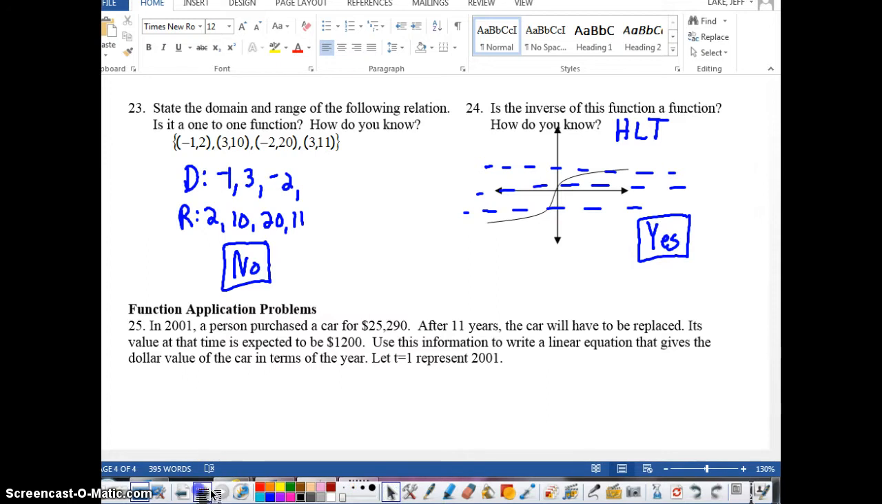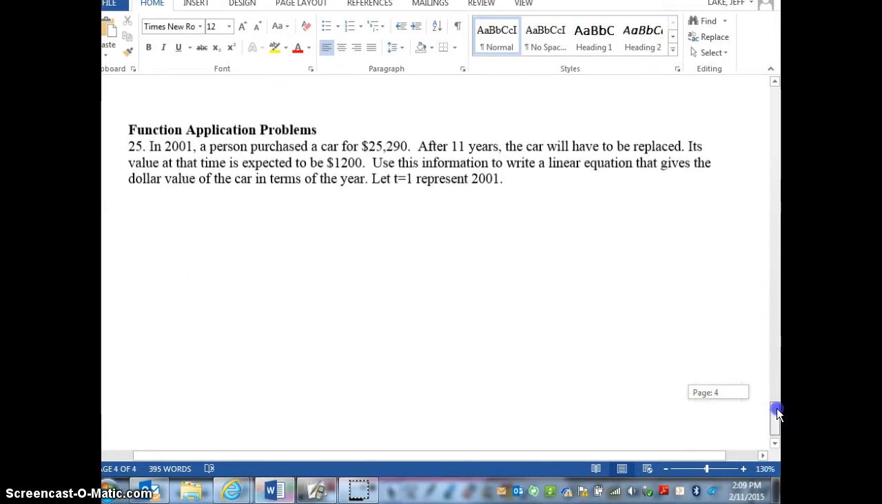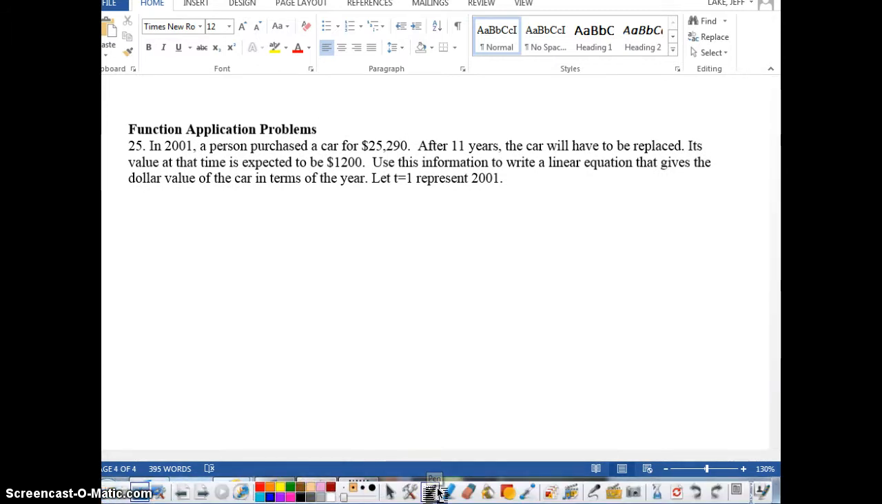Last one, number 25, is very similar to number 3 on this packet. What you're really doing is just doing y equals mx plus b. Right? The difference is I didn't give you the point. Here you actually have to go through and find it.